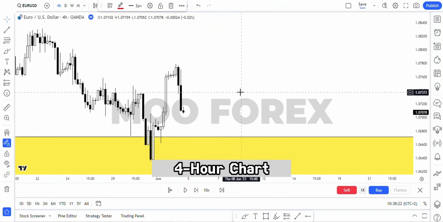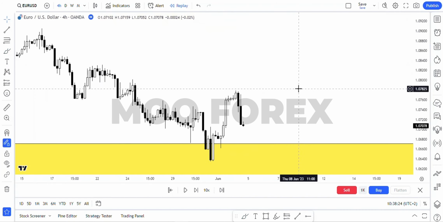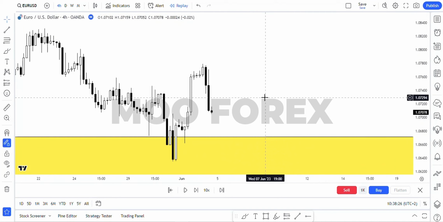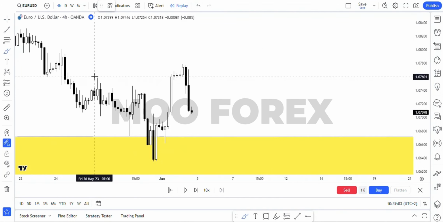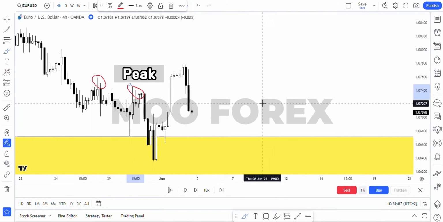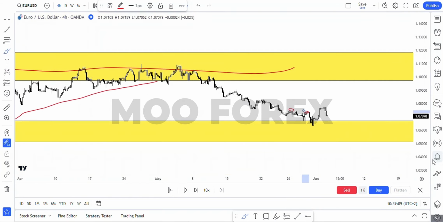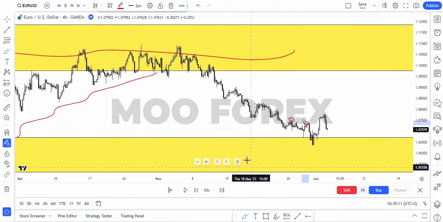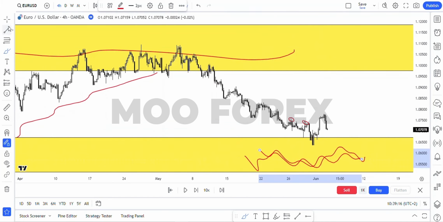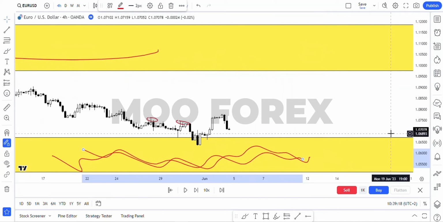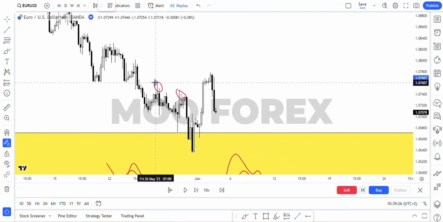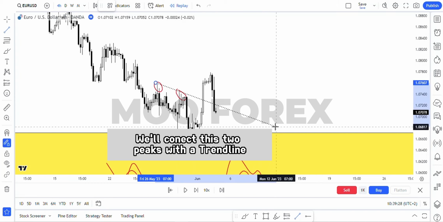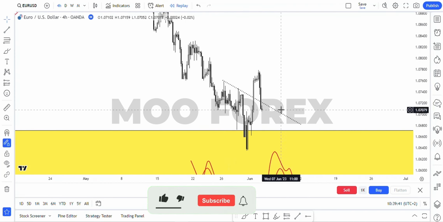So on this 4-hour time frame, what we're going to do is connect the last two peaks. We have this peak here, and we have this peak here. And as you can see, the market right now is in that weekly demand area. Okay, so we will just draw a trend line connecting these two peaks. So I drew a trend line.